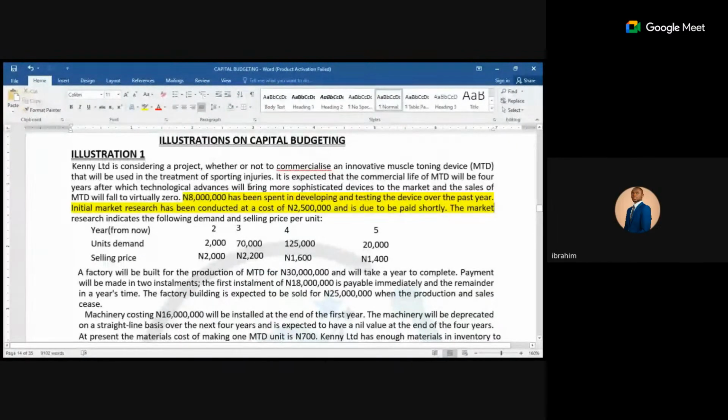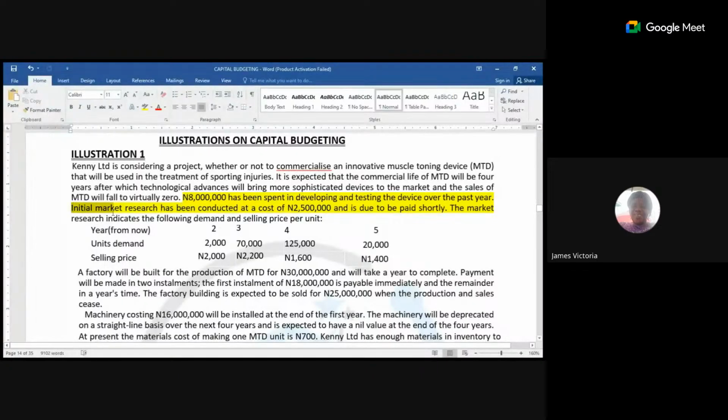Okay, hold on. Sorry. Thank you. Now, over the past year, right? This 8 million that has been spent, is it a relevant cost? No, it is a sunk cost. Thank you. So that is what you will state in your B, because we have to add notes to it, right? We can state that developing and testing the device has been spent before the project, therefore it is not relevant, right?